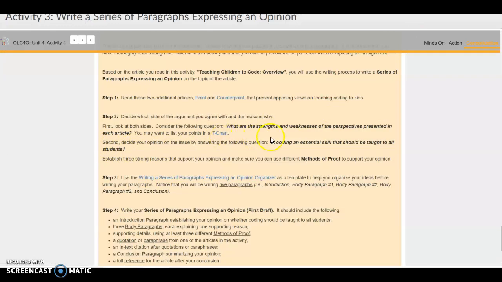Secondly, once you've looked at both sides, you have to decide which opinion on the issue you agree with. So is coding an essential skill and should it be taught to all students? Ultimately, your answer to that question is your opinion for the assignment. Then you need to establish 3 strong reasons that support your opinion and make sure that you're using different methods of proof. One of those methods of proof should be a quotation because you've got 3 articles here that you can take quotations from.